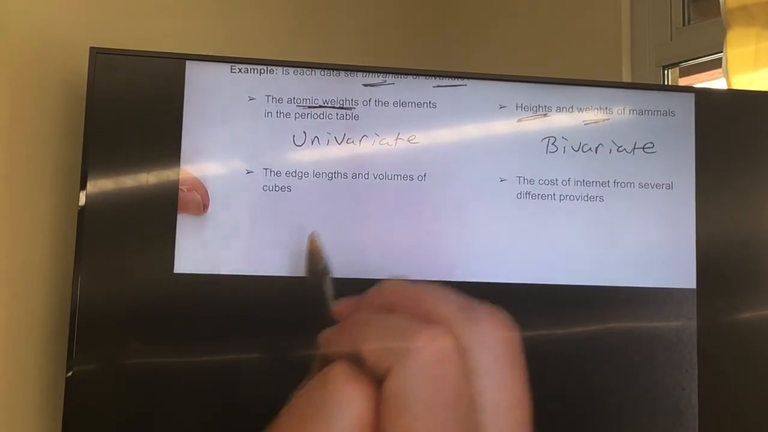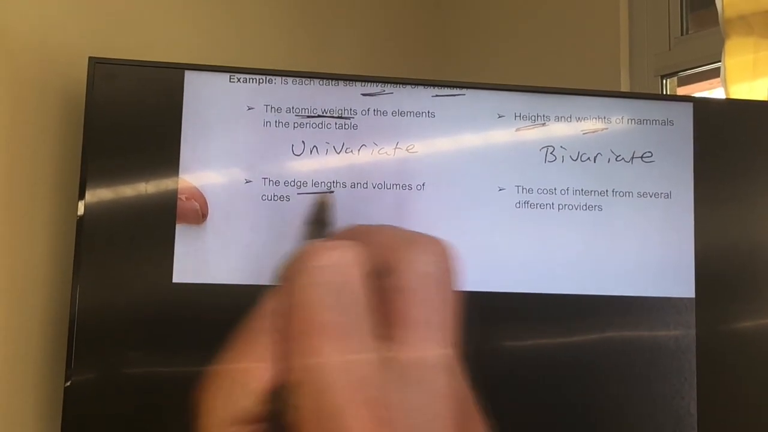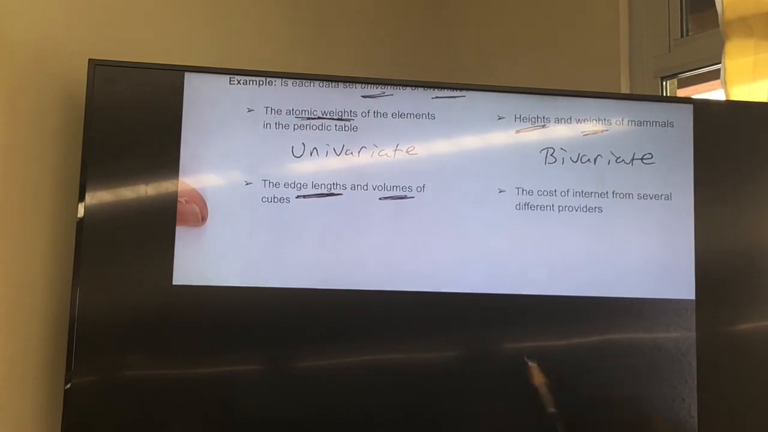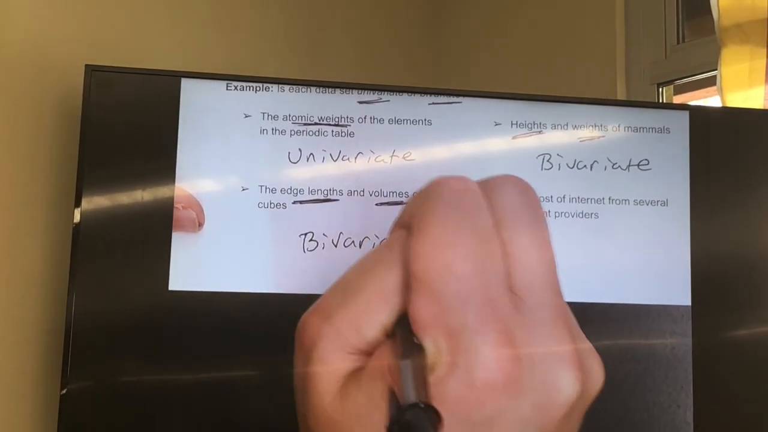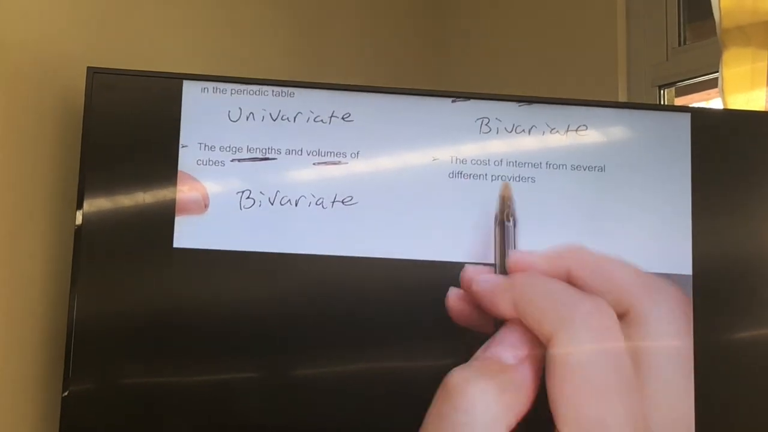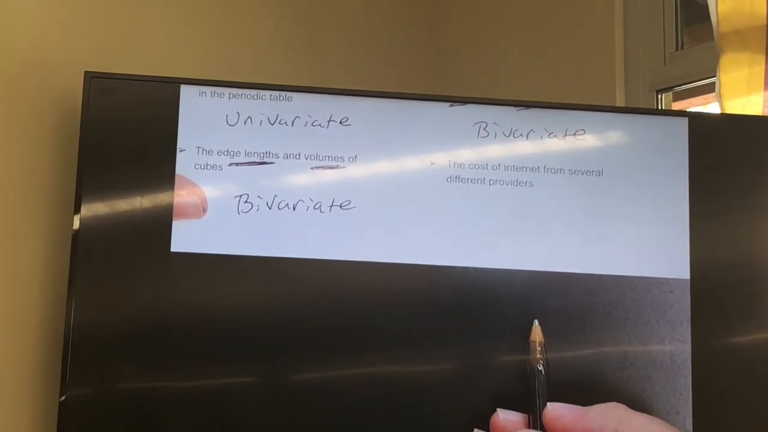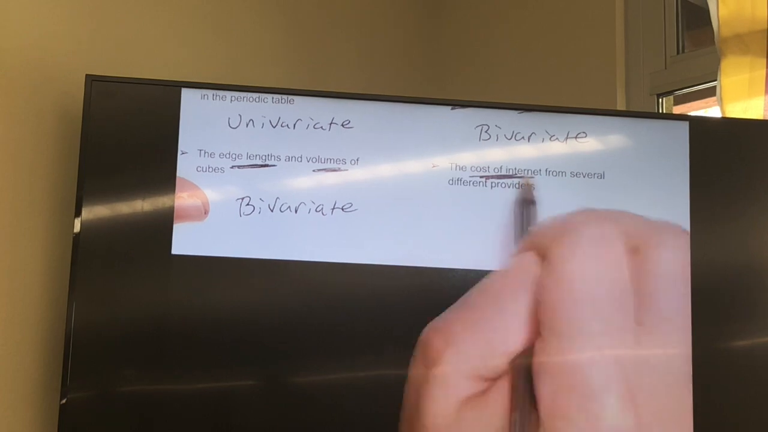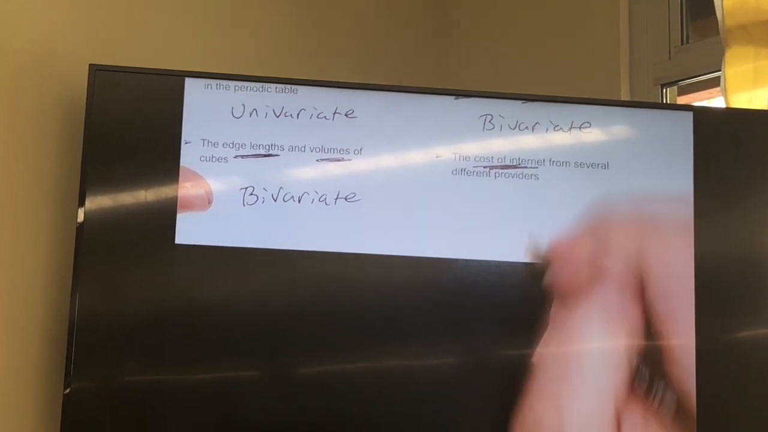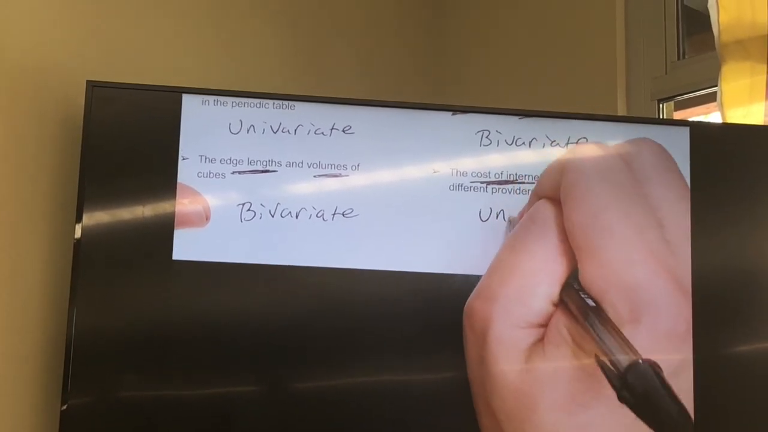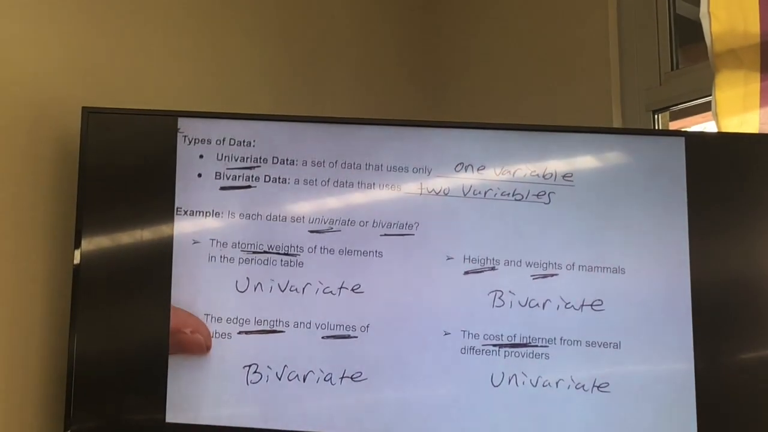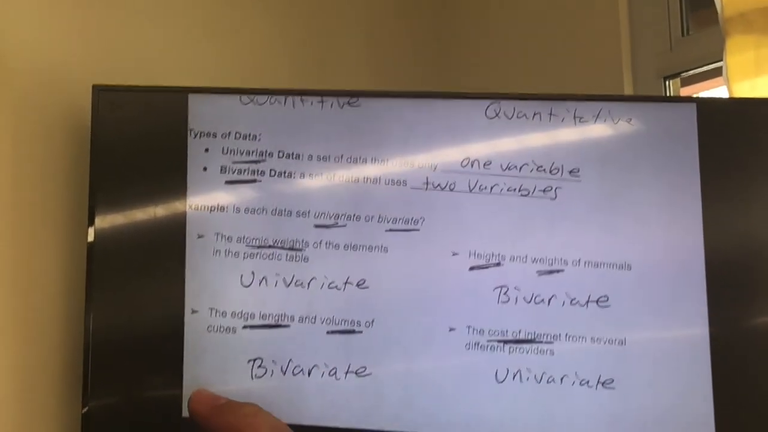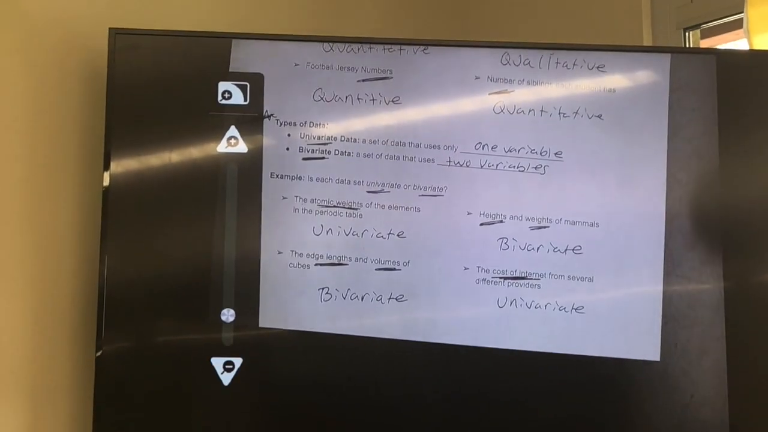The edge lengths and volumes. Edge lengths and volumes. So I heard two things. Bivariate. The cost of internet from several different providers. Cost of internet. I just heard one thing there. So that is going to be univariate. Okay, sorry about my bad handwriting there, Miss May. Anything you want to add there? Nope, this is easy. Okay.